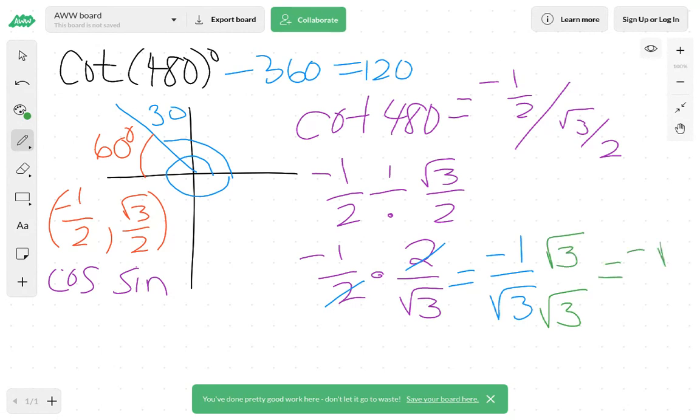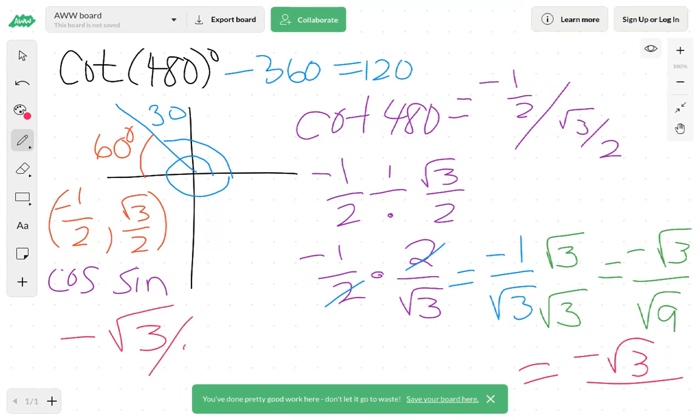That gives me negative square root 3 over the square root of 9. But I know that the square root of 9 is actually just 3. So my final answer is going to be negative root 3 over 3. And I can't get it to fit right there, so I'm going to write over here. So negative root 3 over 3. There's my final answer.